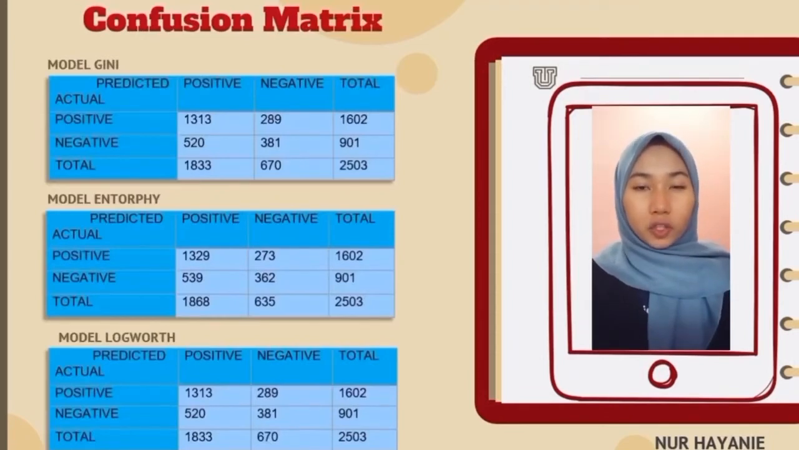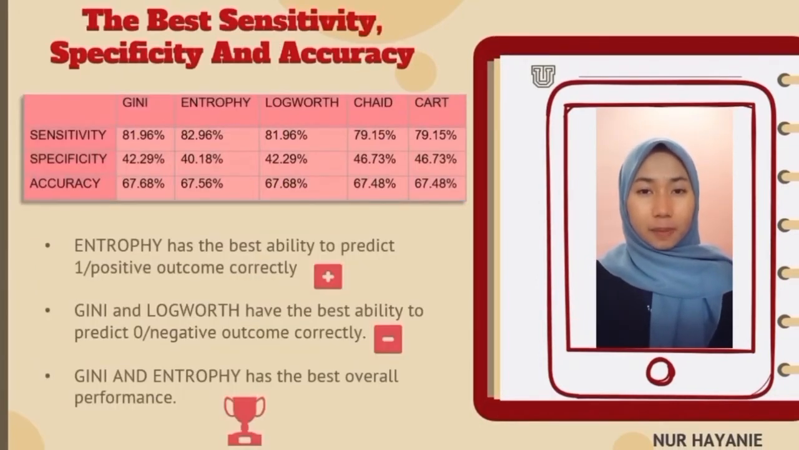We move to the confusion matrix. We have confusion matrices for Gini, entropy, log-worth, CHAID, and CART. Then we can calculate the specificity, sensitivity, and accuracy for each of the models. From this table, entropy has the best ability to predict positive outcomes correctly because of higher sensitivity, which is 82.96%. Meanwhile, Gini and log-worth have the best ability to predict negative outcomes correctly because they have the highest specificity. Overall, Gini and log-worth have the best performance.